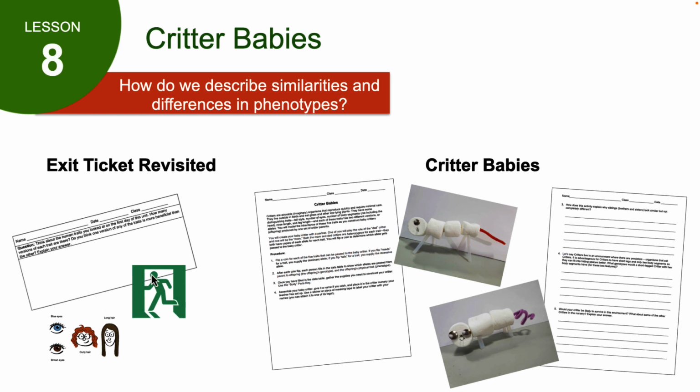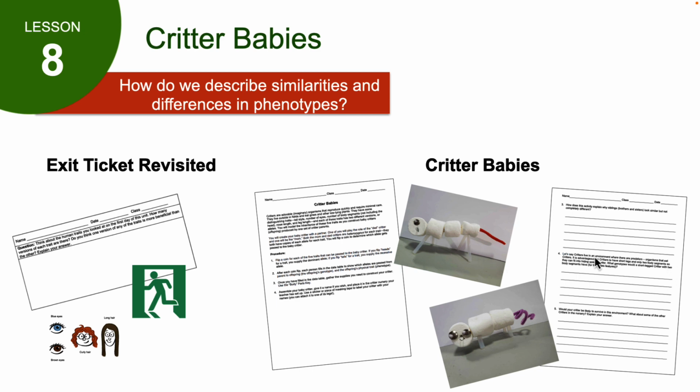In this lesson, students discuss their previous exit ticket about which traits might provide advantages over others. Then students create physical critter baby offspring using marshmallows and pipe cleaners, allowing a coin toss to decide which genes get passed on from each parent.